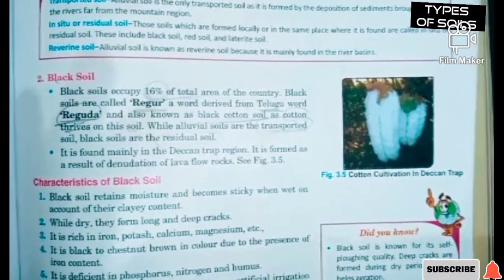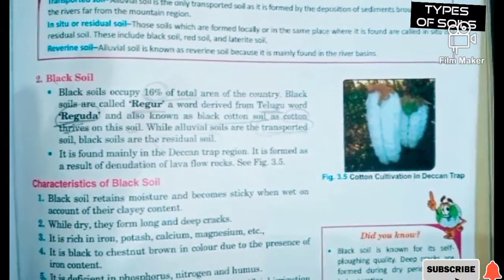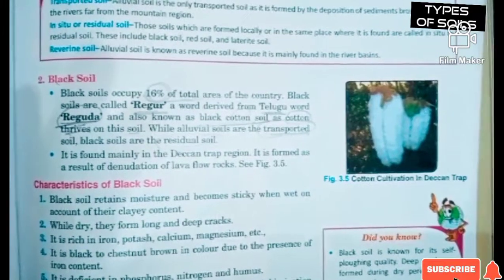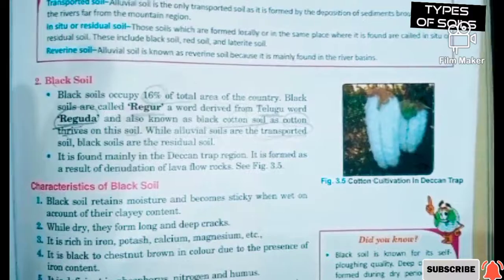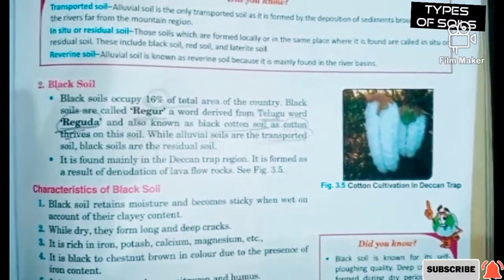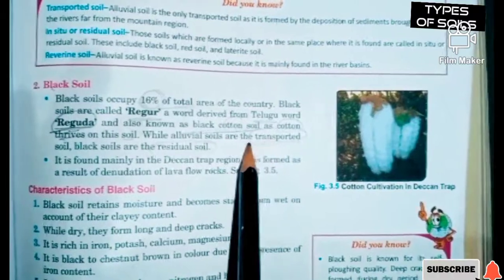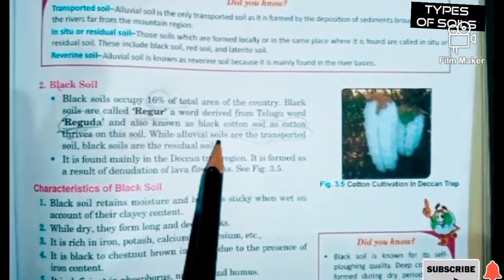Transported soils are the soils formed by erosion, generally by the rivers, because the alluvium is carried from one place to another and deposited at another place, and there the new soil is formed, so it is called transported soil, and that is alluvial. On the other hand, black soil is a residual soil.